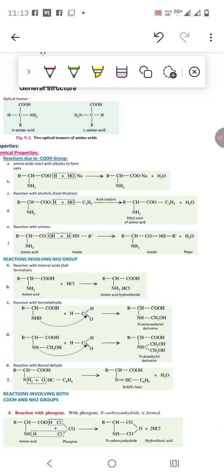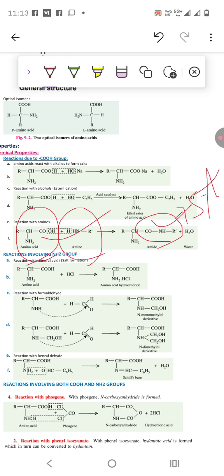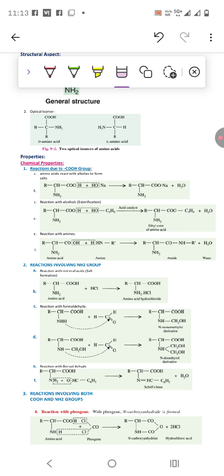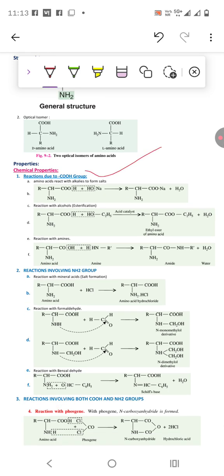Next, reaction with amines. Amino acid reacts with an amine, NH2R, forms an amide, CONHR. This is actually a secondary amide. Formation of amide: amino acid reacts with amine to form a secondary amide. Clear? We saw reactions due to the COOH group. Now move to reactions due to this NH2 group.